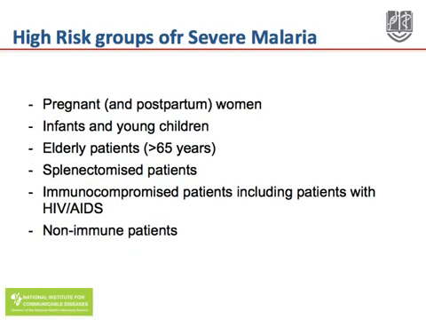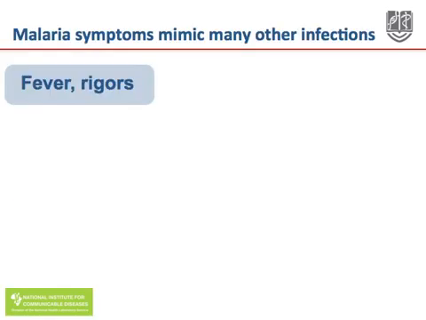Certain groups of patients are at particularly high risk for the development of severe malaria. Any non-immune person who develops malaria and there is a delay in treatment may develop severe malaria. But pregnant women, those in the postpartum period, are particularly at risk. Infants, young children below 5 are an important group. Elderly patients, splenectomized patients, and those who are immunocompromised, particularly those with HIV/AIDS, are particularly at risk for the development of severe malaria.